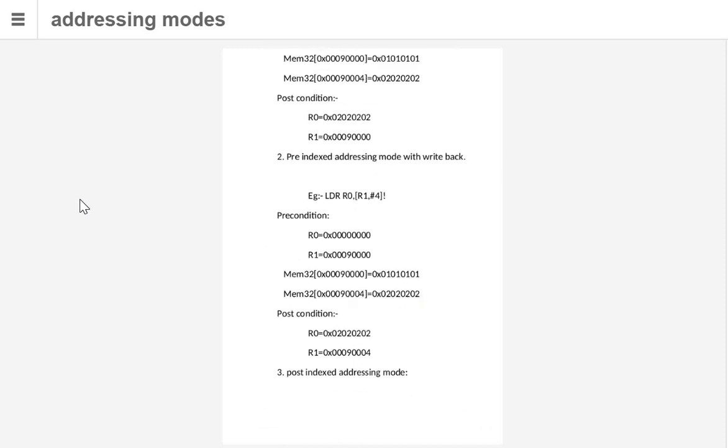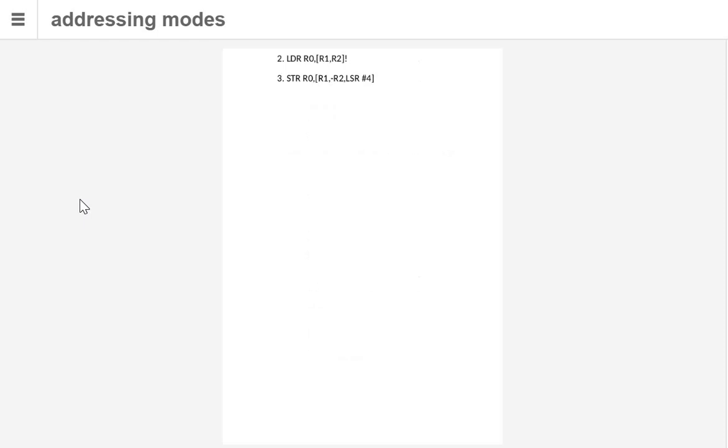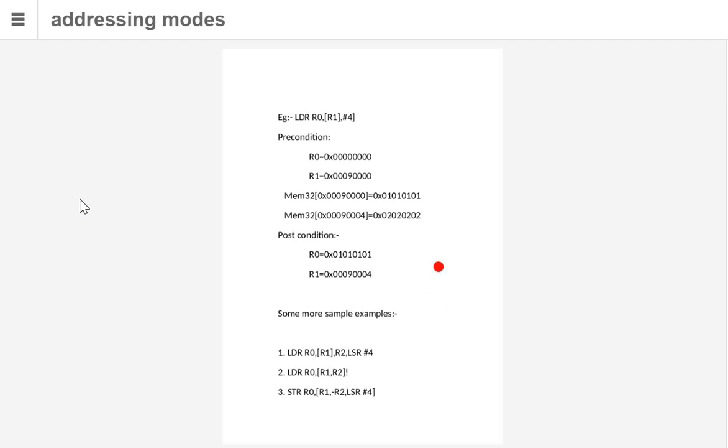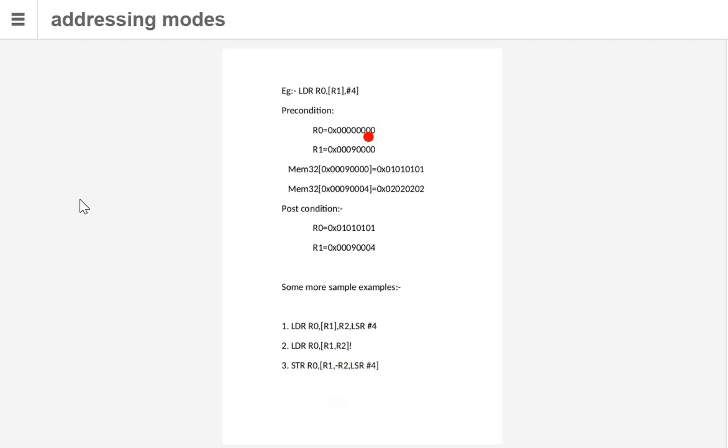In the second case, I have an exclamation mark. Operation is same. I have modified the base. In the third case, I have done the same operation, but here there is no exclamation mark. You will not put any mark in post index addressing mode. You will just pick up the data, store it. That means the data picked up will always be pointed by the base. Base is 9000. You'll pick up the value and then you modify your base.